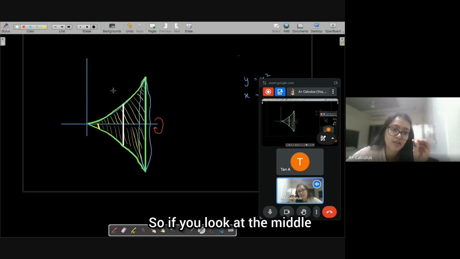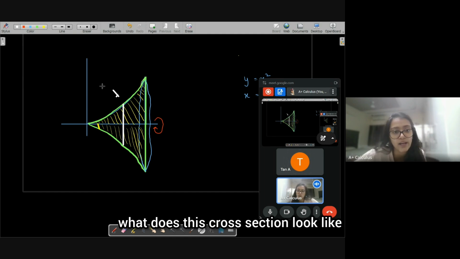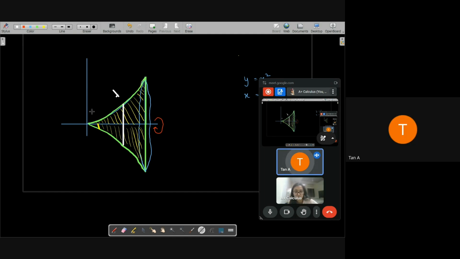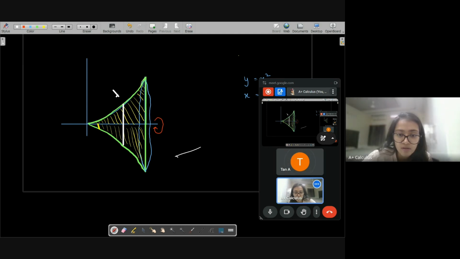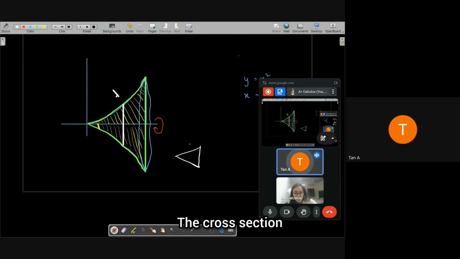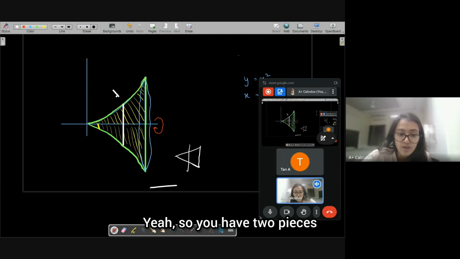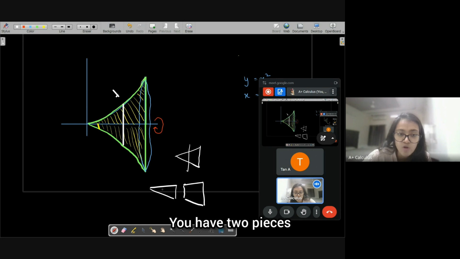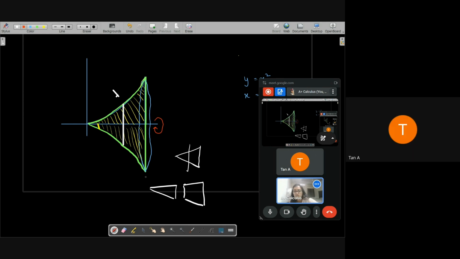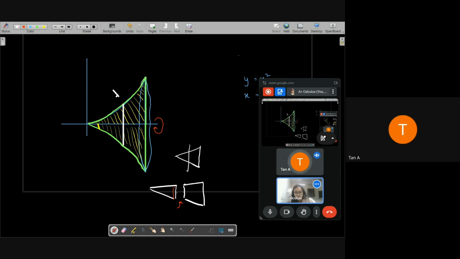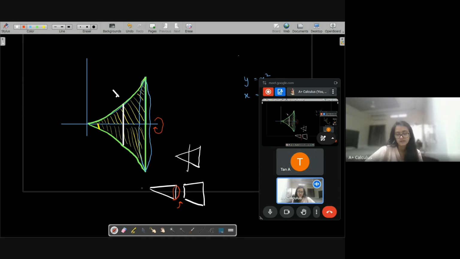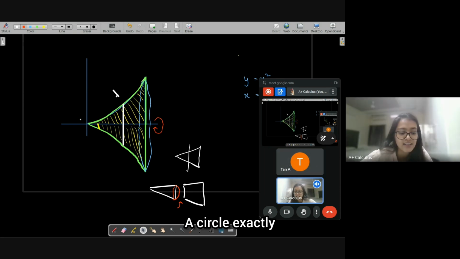So if you look at the middle, what does this cross section look like? You have to just imagine you have a cone and you slice it from the middle. So you have two pieces. You're looking from here. What do you see? The cross section. What shape? A circle, exactly. So you'll see a circle.